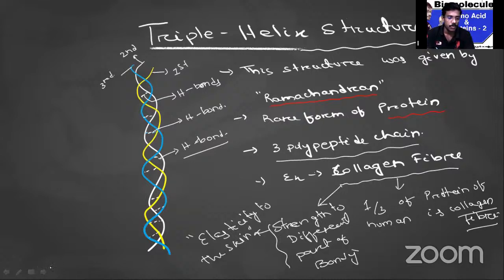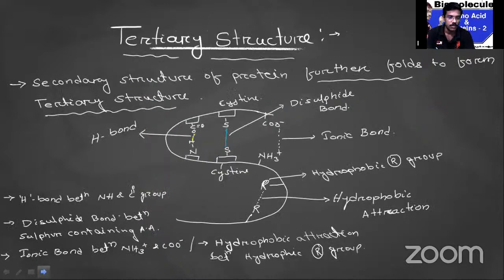And this is the triple helix, where there will be presence of 3 polypeptide chains, and these 3 polypeptide chains are held together with the help of hydrogen bonds.